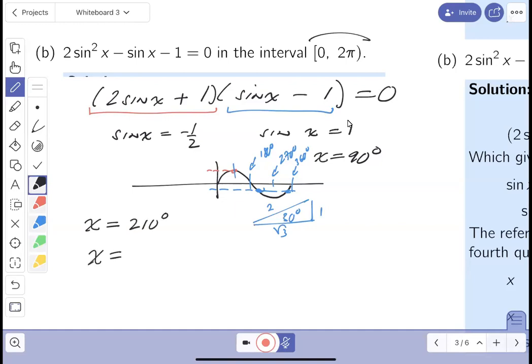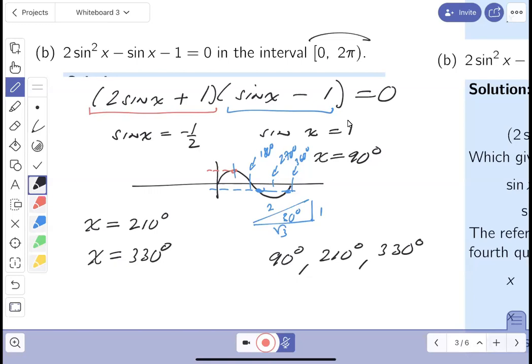Now, again, the reference is 30, and it's between 270 and 360, which would make it 330 degrees. I have to write this down in radian measure. And if I put it in degrees, what do I get? I'll put it in order for you: 90 degrees, 210 degrees, and 330 degrees.